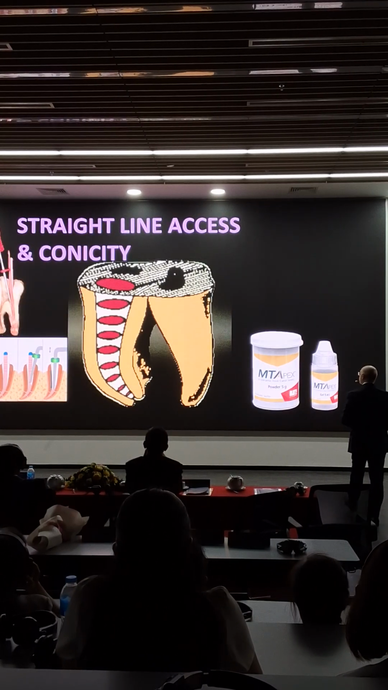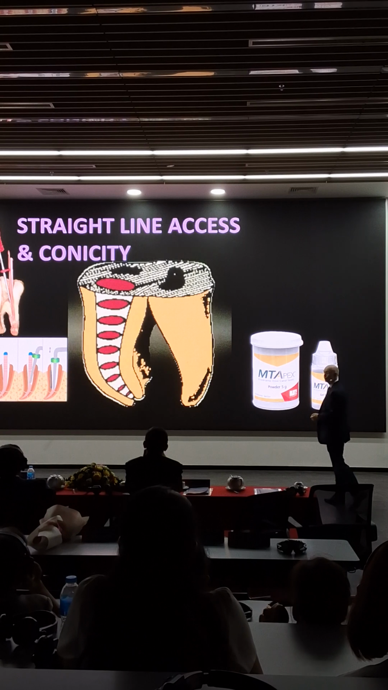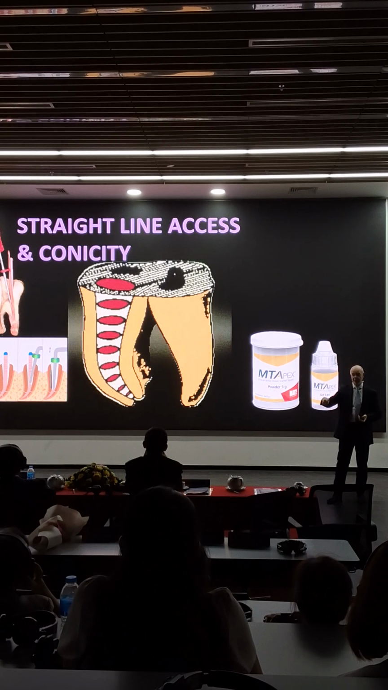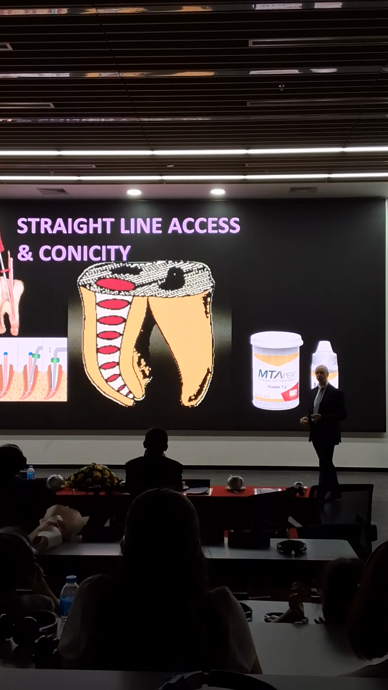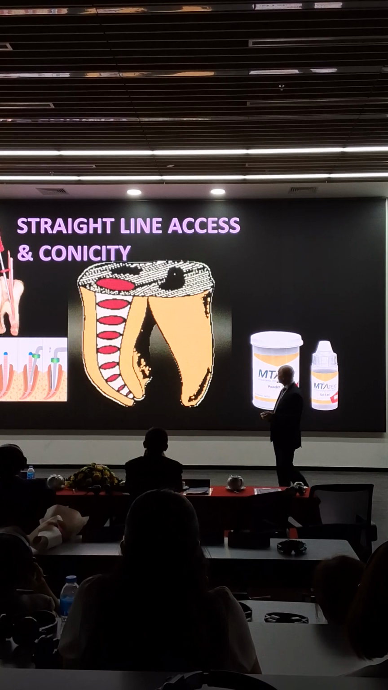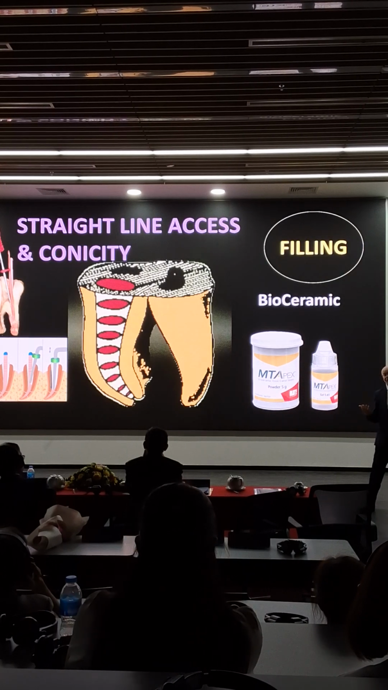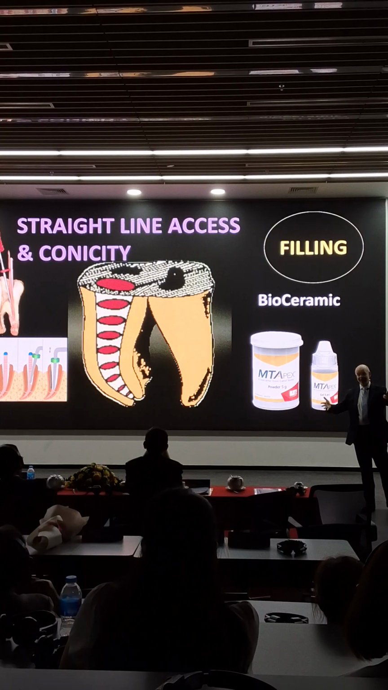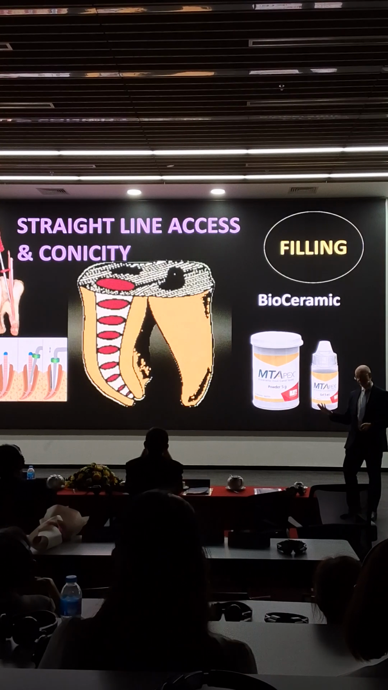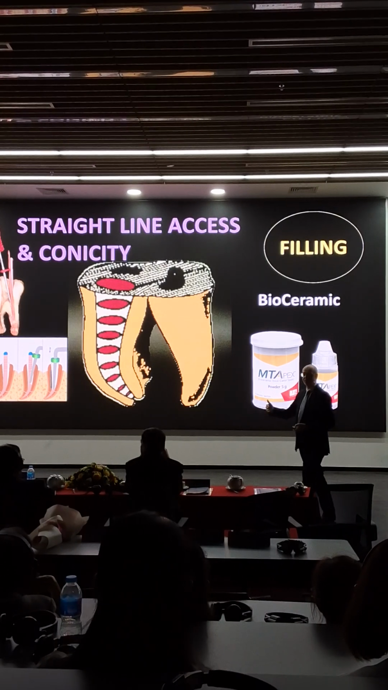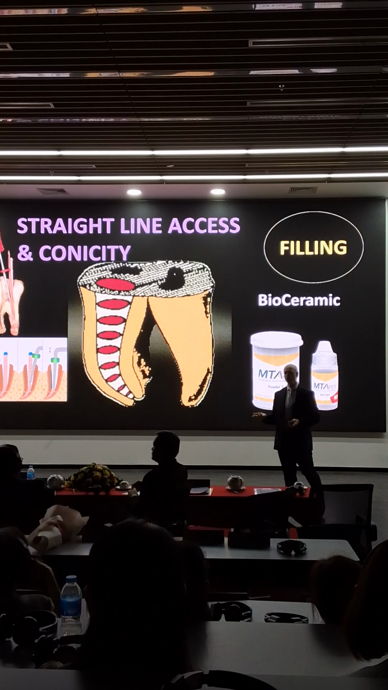The last reason we wanted a straight line access before was for the filling, to put the spreader, to put the plugger inside the canal for your root canal filling. Now the same with the bioceramic. We don't need anymore this important straight line access because with the bioceramic we can do the single cone technique, very easy to proceed, and very good quality.